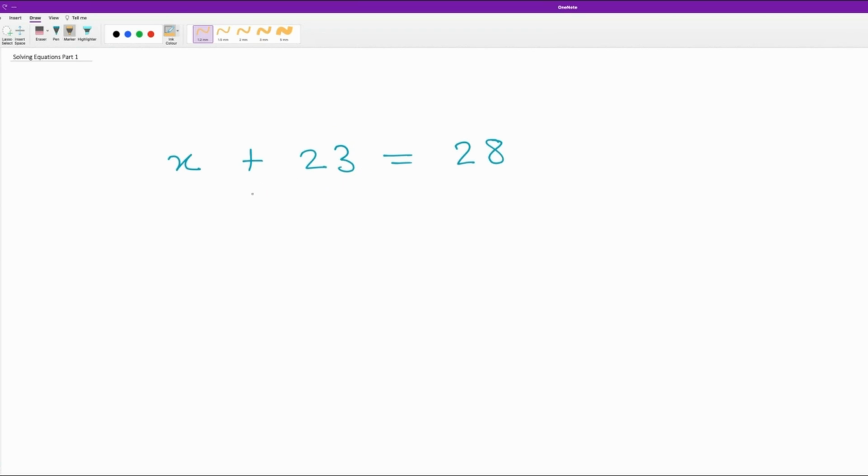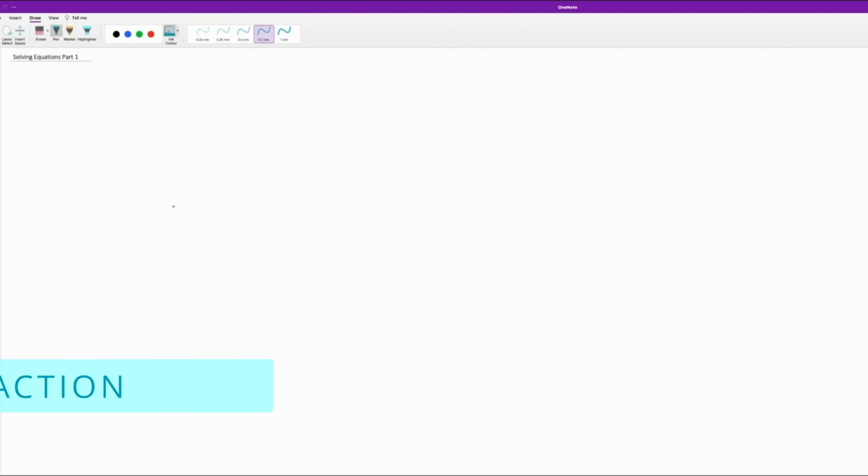So instead of plus 23, we minus 23 on both sides, like so. In this case, plus 23 and minus 23 will cancel out. And then we get x is equal to 28 minus 23. From here, we can see that x will equal 5. And that is the full working out of how to solve equations. Let's now move to subtraction.